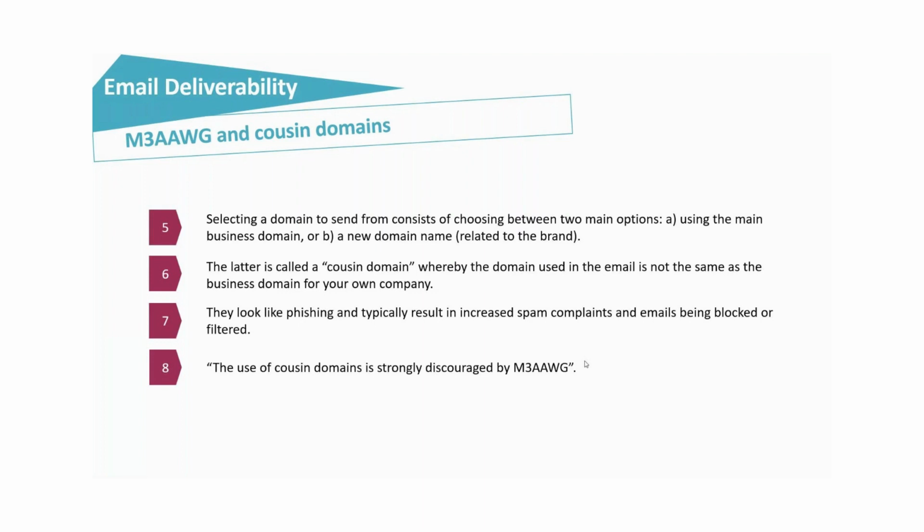So yeah, when you have a domain, there's a couple of options. Usually it's your business domain, or sometimes it can be a brand new domain related to the brand. If you don't use your actual business domain, it's called a cousin domain, and that's where the email domain is just obviously not the same as your business. A cousin domain can typically look like it's a phishing thing, and it can often increase complaints or emails being blocked and filtered. So because of that, M3AAWG, quoted here, strongly discourage the use of a cousin domain. They all prefer everyone sends from your root business domain.